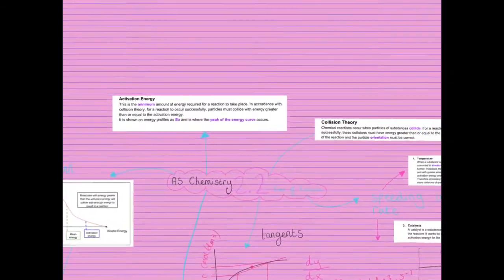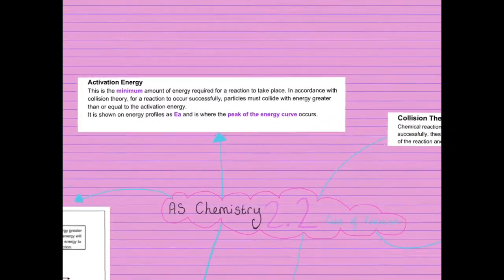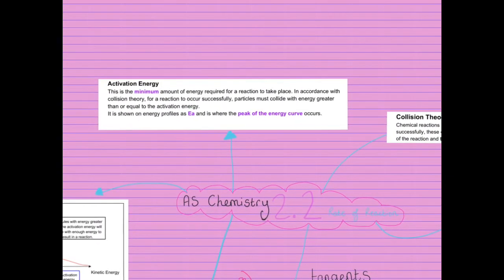And we looked at activation energy, so just a definition of activation energy you need to know. Activation energy is the minimum amount of energy required for a reaction to take place. In accordance with collision theory, for a reaction to occur successfully, particles must collide with energy greater than or equal to activation energy. On energy profiles it's shown as EA, where the peak of the energy curve occurs.